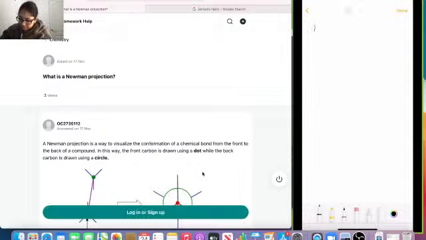Okay, so our 10th question says, what is a Newman projection? A Newman projection is a way to visualize the conformation of a structure or of a chemical bond, basically from the front, like you're looking at it from the front to the back. So let's say we have a structure here.